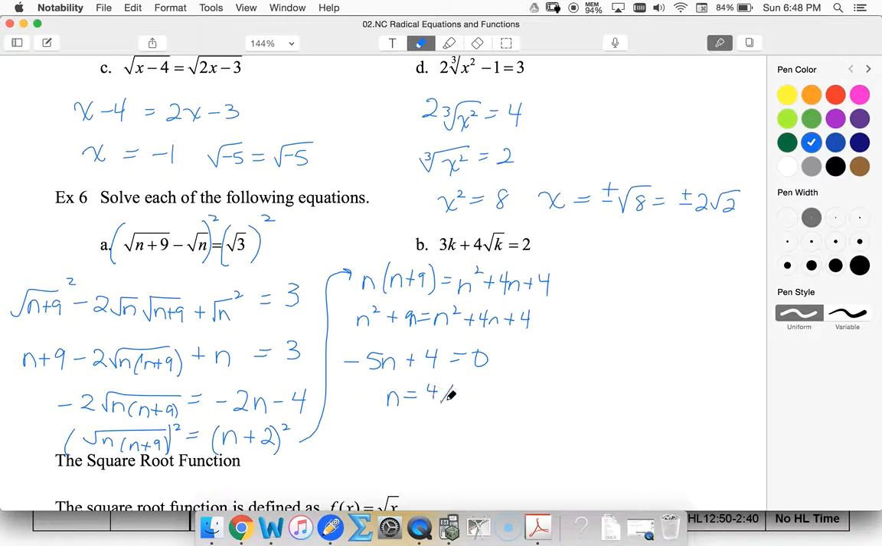n is 4/5. And then I want to come back and test this in my equation, make sure that I haven't ended up squaring any negatives, square rooting any negatives, which I haven't. So this is a valid solution.